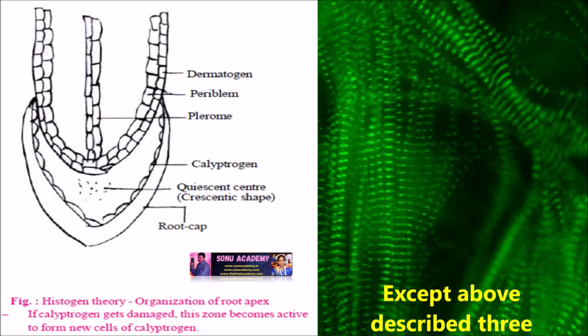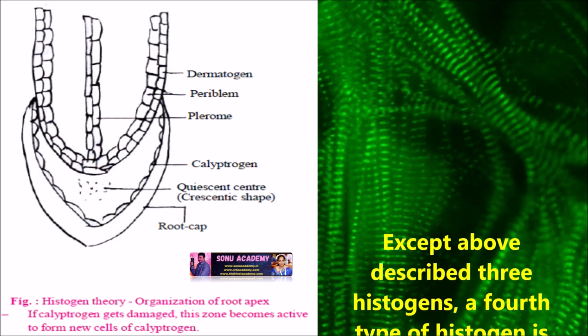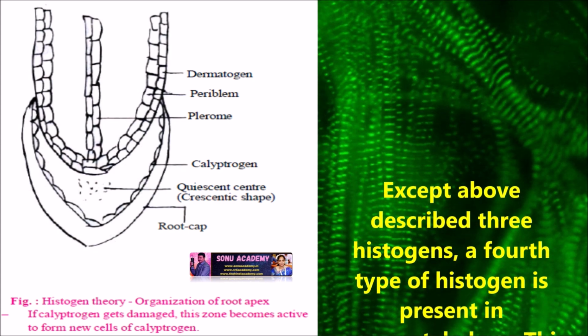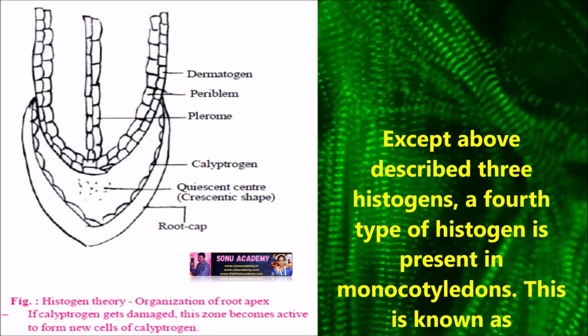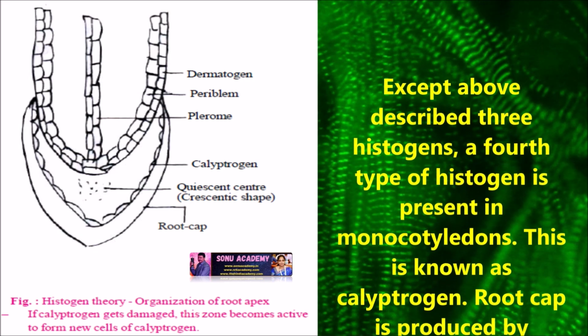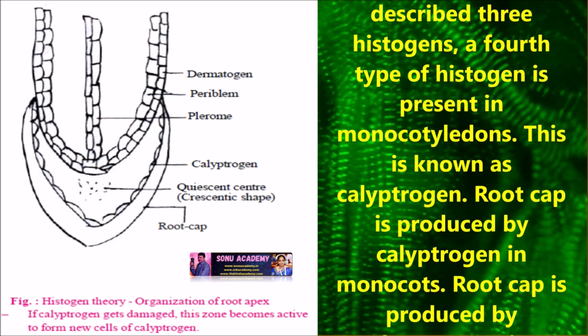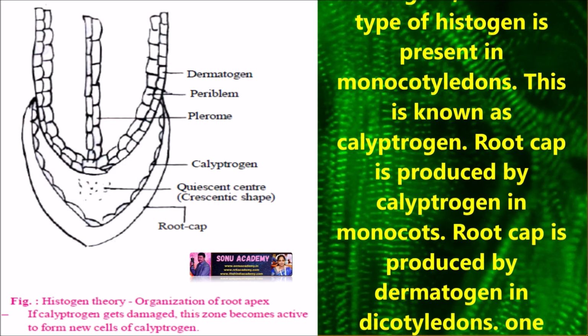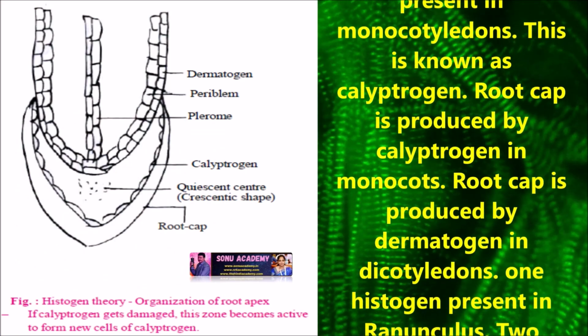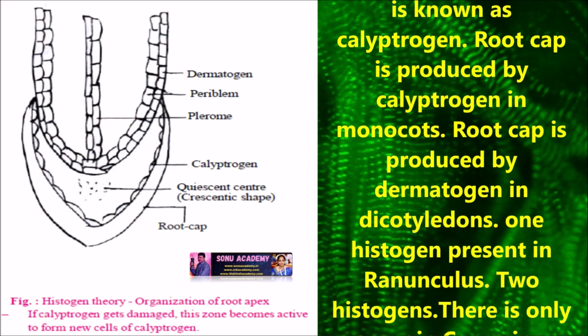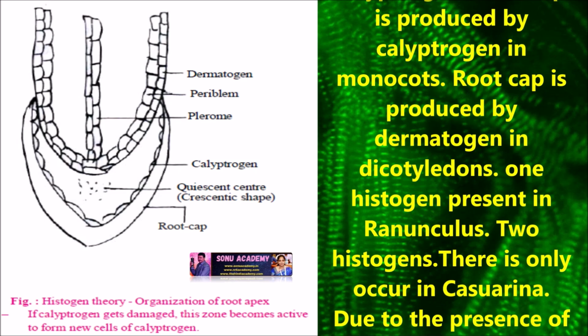Except the above described three histogens, a fourth type of histogen is present in monocotyledons. This is known as calyptrogen. Root cap is produced by calyptrogen in monocots. Root cap is produced by dermatogen in dicotyledons. One histogen is present in Ranunculus; two histogens is an exception.